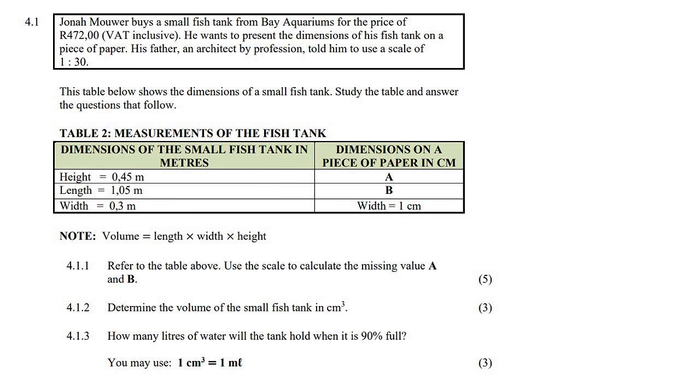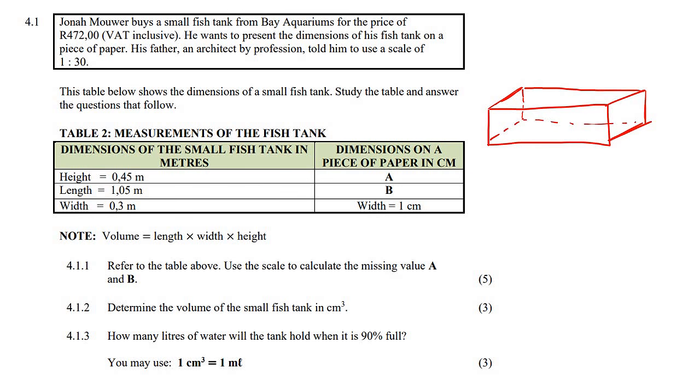This table below shows the dimensions of the fish tank. Study the table and answer the questions. Luckily it's not a circular fish tank. There's no pi or radius here. So it's just a normal fish tank. Let's quickly draw it out. The length is 1.05 meters, the width 0.3 meters, and the height is 0.45 meters.